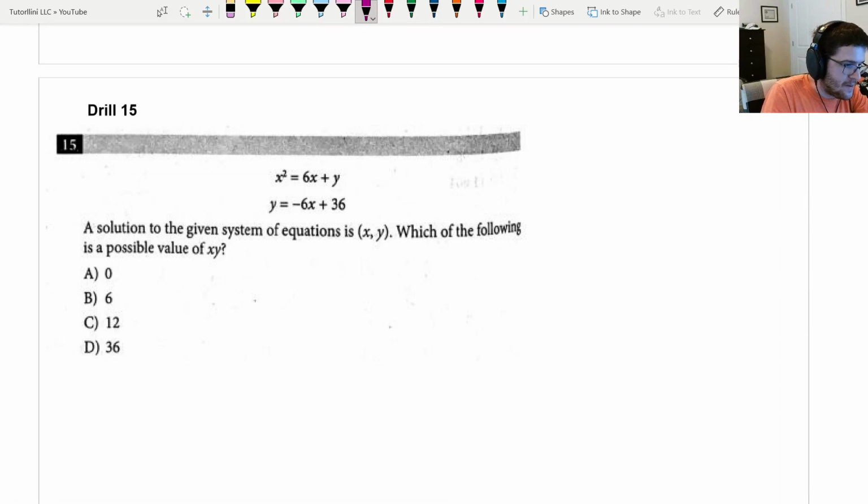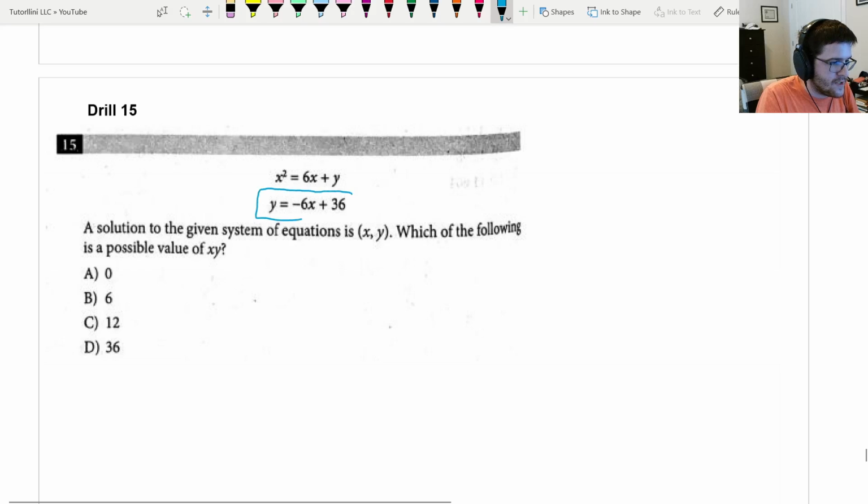Okay, great. Another system that I'm going to do by hand. Okay, so they already gave us one of the letters by itself, so we can just substitute that into the other equation. I'm also going to put a box around this because the loner equation is kind of important later. So we're going to put him in there.